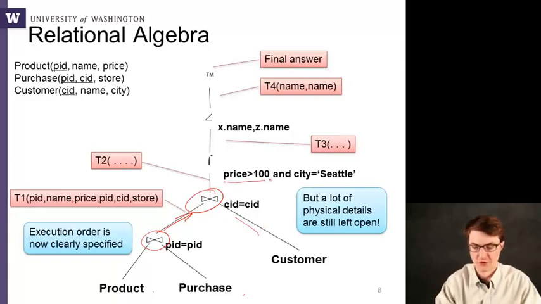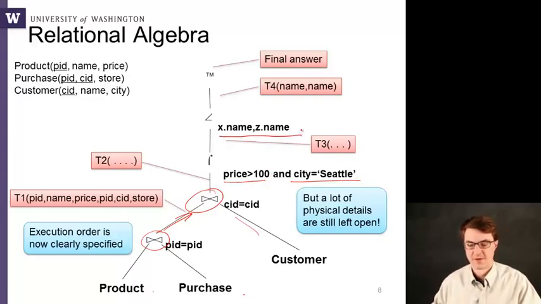Now filter out all those records where price is not greater than 100. We only want the ones where price is greater than 100, and we only want the ones where city equals Seattle. And then in this case, we project down onto these two columns. What I mean by project is get rid of all the other columns except for the two we're interested in. And then finally, take the final answer.